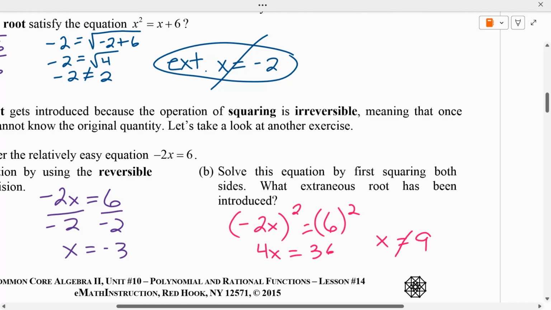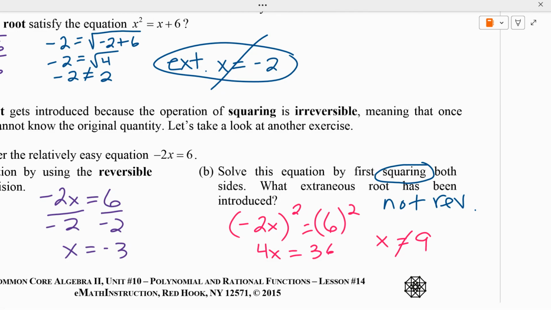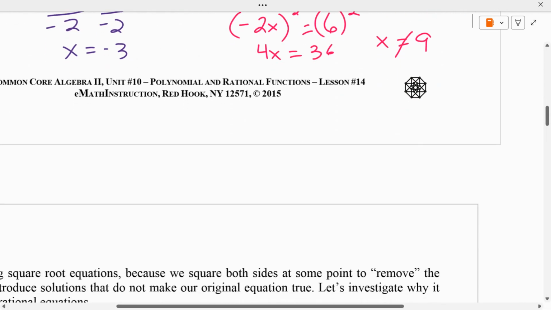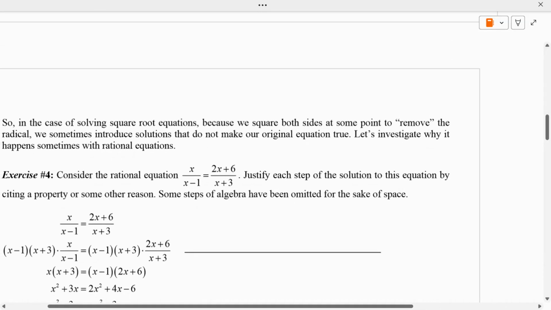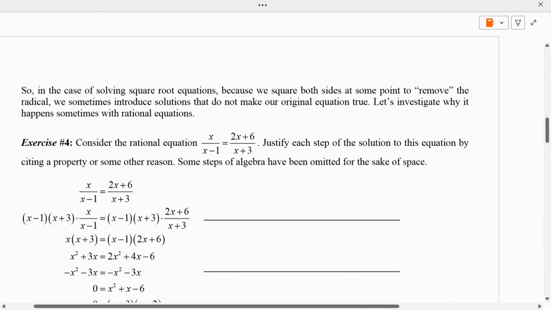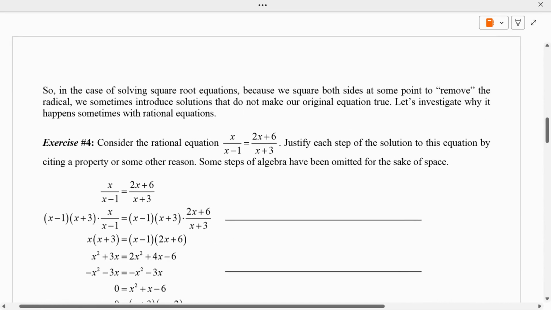So we see, hopefully, that the operation of squaring is not reversible. That's all this is trying to show you, is that the operation of squaring is not reversible. It's called irreversible. So when you square, you sometimes get extraneous roots. So in the case of solving square root equations, because we square both sides at some point to remove the radical, we sometimes introduce solutions that do not make our original equation true.